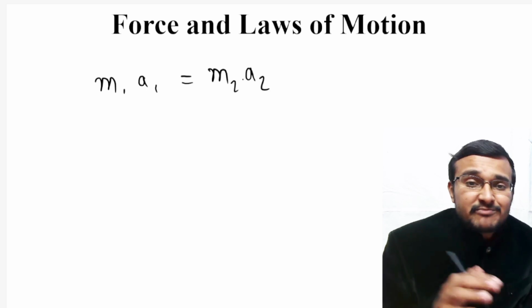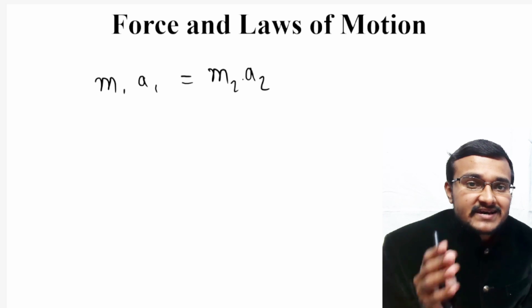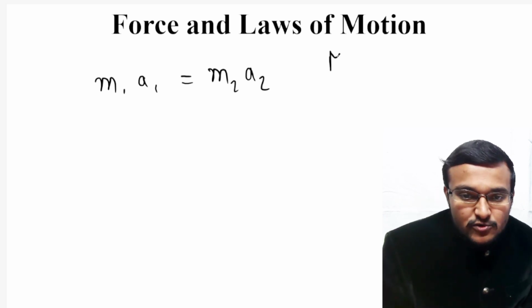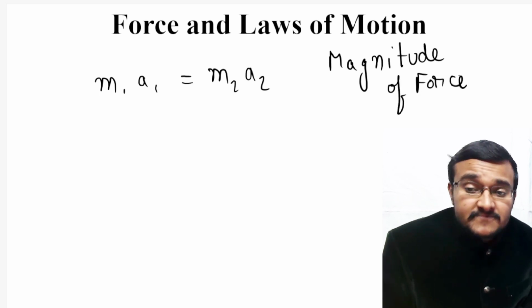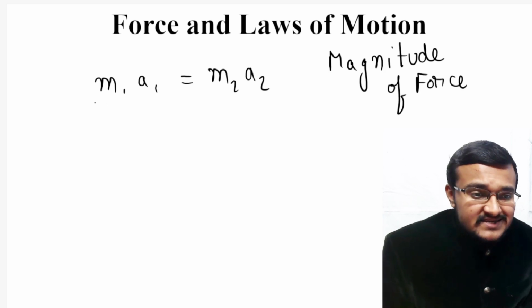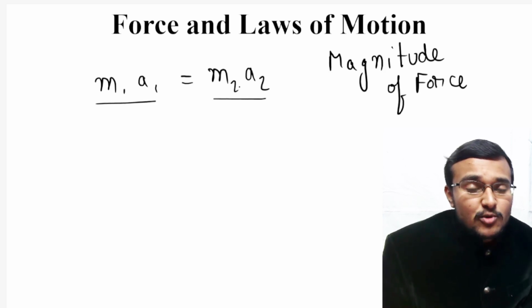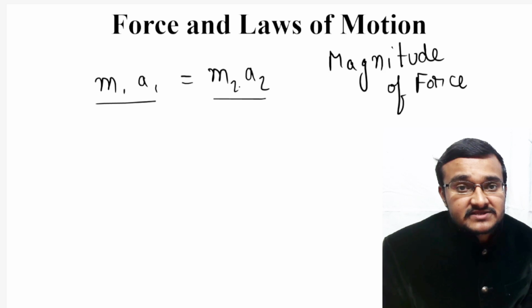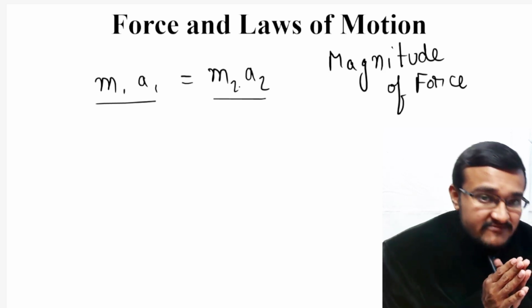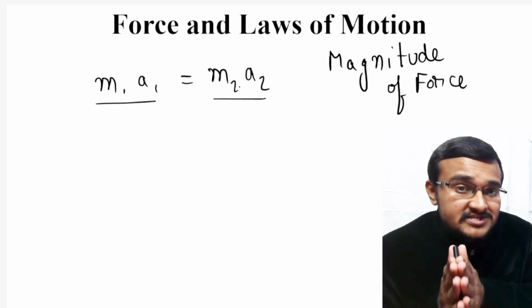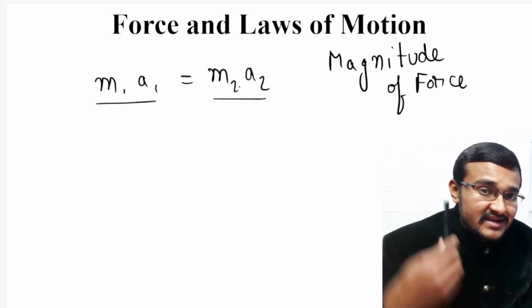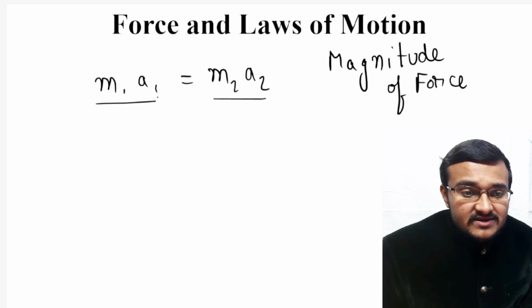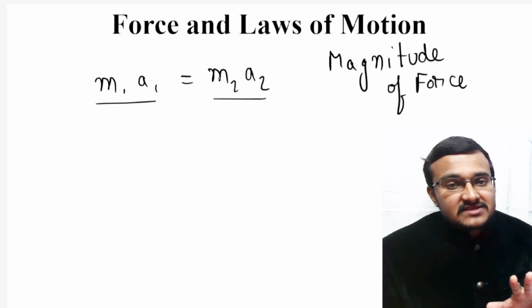Here I am not putting any minus sign for m2 a2 because I am only considering the magnitude of forces. So that's why I am ignoring the sign. Here you can see both experience an equal amount of force. That means the amount of force experienced by the windshield is equal to the amount of force experienced by the insect. But here the insect gets hurt more because it has greater acceleration.